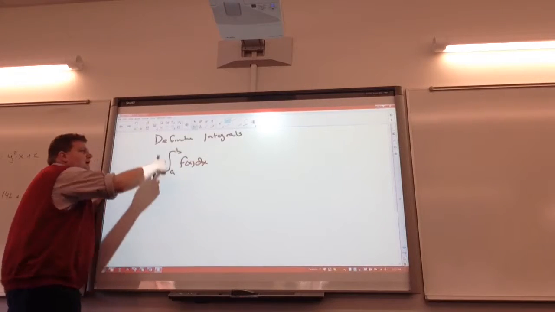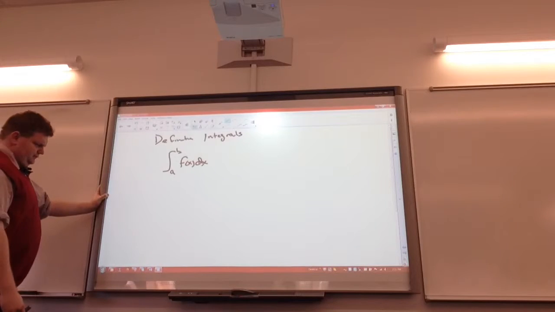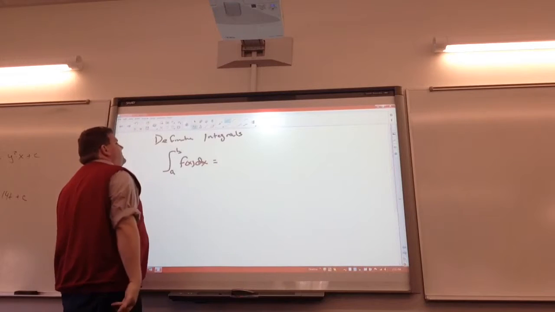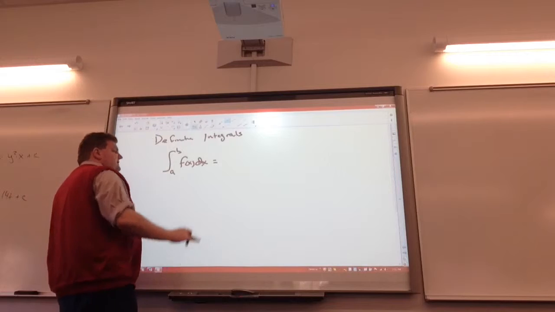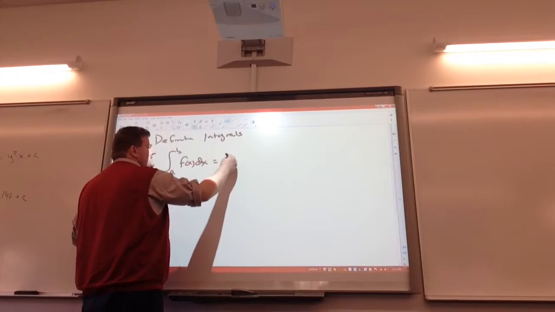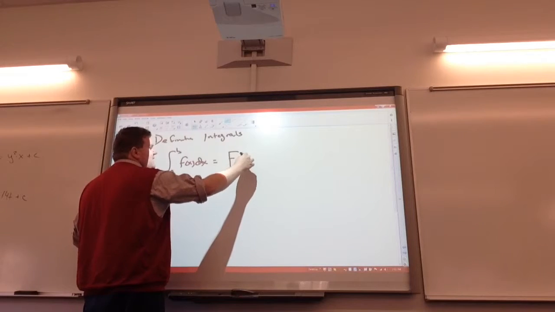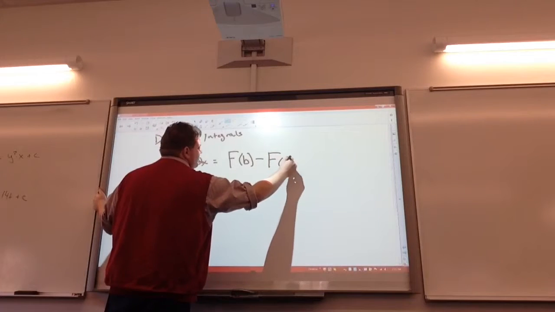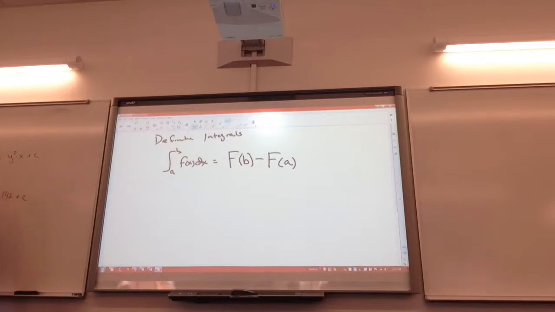So this would be like 1 and 5, or something like that, okay? Or like 0 to 70, or minus 80 to 2, or something, okay? And the definite integral is going to be equal to, here's the big difference, the antiderivative evaluated at b minus the antiderivative evaluated at a. Okay? And so that's what the definite integral looks like.